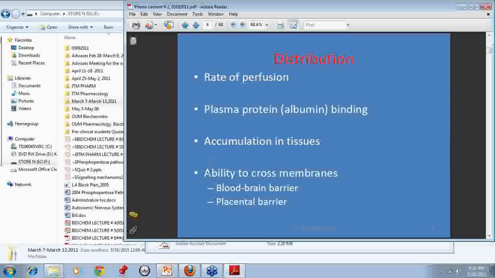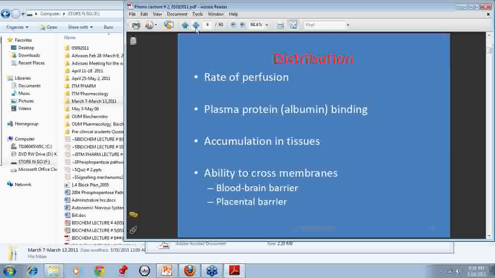So you're facing this problem in terms of distribution. With few drugs, they have specific transporters. And the placental barrier also can be a factor. Okay. So I listed these parameters to you here in a nice fashion.